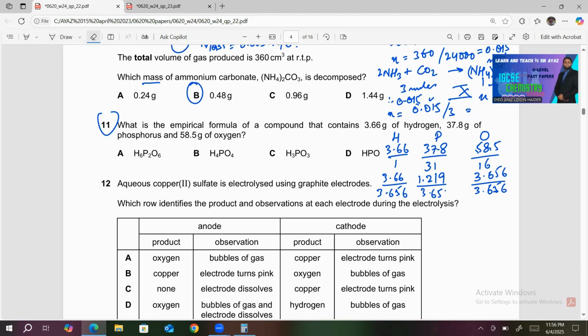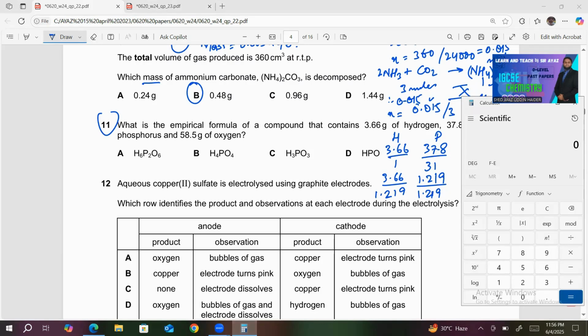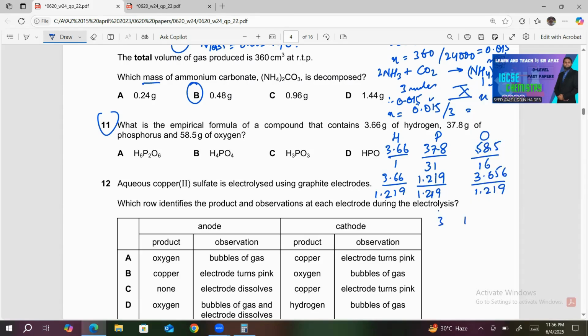Sorry, let me do this again. 1.219 is the smallest number. The phosphorus will get 1. For hydrogen and oxygen, we will get the same answer, that is 3. In both the cases, we will get 3. So H3PO3, C must be the right answer in this case.